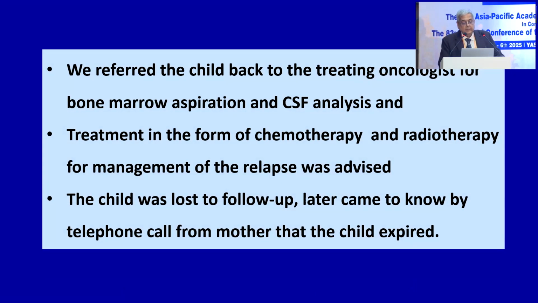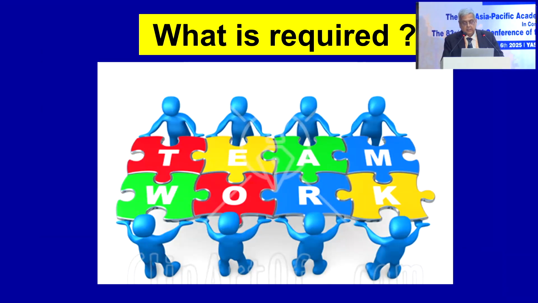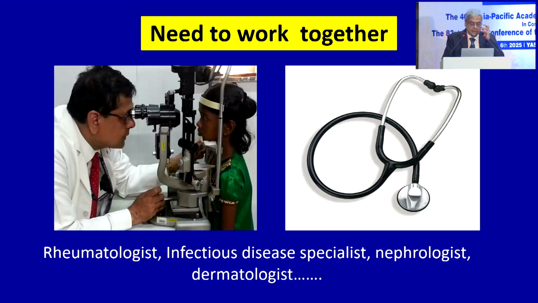So we referred the child back to the treating oncologist for bone marrow aspiration and CSF analysis and treatment in the form of chemotherapy and radiotherapy for the management of the relapse. The child was lost to follow-up and later we came to know by telephone call from the mother that the child has unfortunately expired. So what is required is teamwork in managing pediatric uveitis, which is often a challenge.